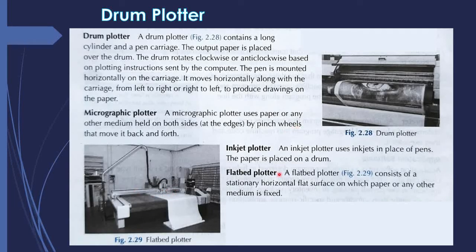There are two types: inkjet plotter and flatbed plotter. The inkjet plotter uses an inkjet in place of pens; the inkjet sprays the ink instead of a pen. In the drum plotter, the pen is there. And the flatbed plotter consists of a stationary horizontal flat surface, on which the paper or any other medium is fixed. You see, this is the surface. Now that is the paper, polyester paper, or maybe banner paper. The pen then moves horizontally from left to right like this.